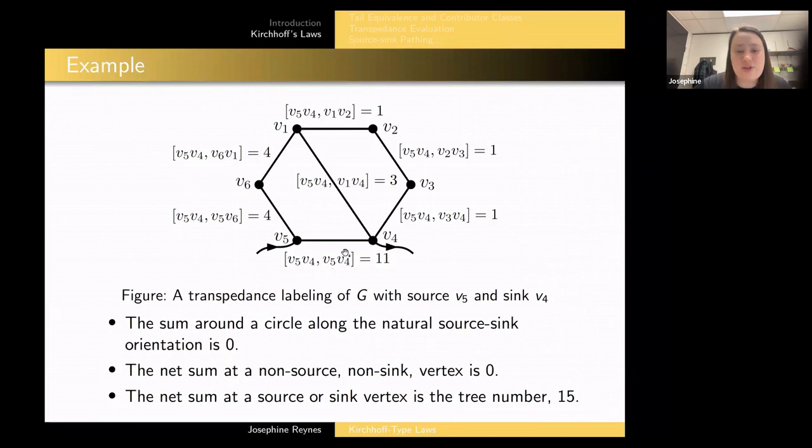And if you look at the net sum at a source or a sink, vertex 5 has 11 going out and 4 going out, so 15 going out total. And if you look at vertex 4, the sink, you can see it has 11, 3, and 1, which is also 15 coming in. And the tree number of this graph is indeed 15. So there are 15 spanning trees. So that shows that the net sum at any source or sink is 15. And then if we want to check another vertex, say maybe V1, I have 4 entering, and then I have 4 exiting, 1 here and 3 here. So the sum at any non-source sink vertex is indeed 0.